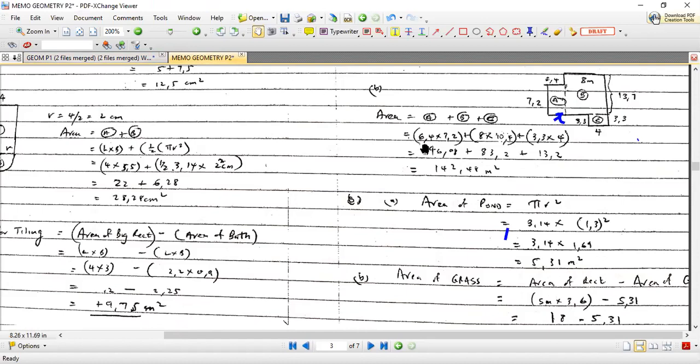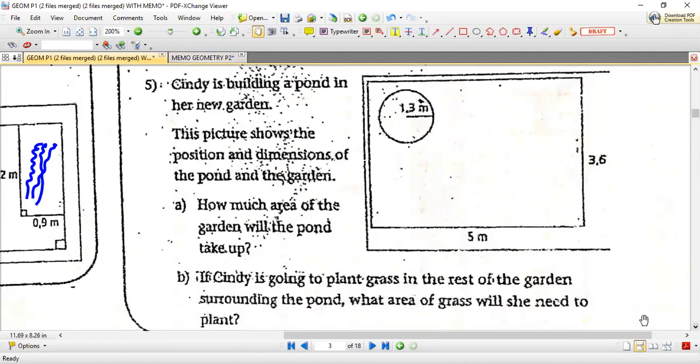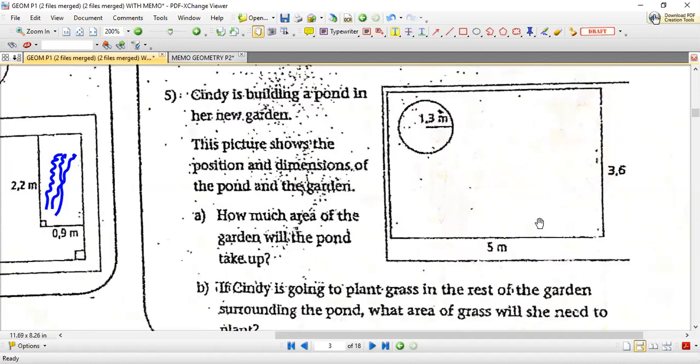The next question in our paper is, if Cindy is going to plant grass on the garden surrounding the pool, what area of grass will she need to buy or plant? Now, obviously, she can't plant the grass in the pool, so it'll be all the area around the pool and all this vacant space here. Just as before, we would assume that there is no pool there and calculate the area of the entire rectangle. And from that, we will minus the area of the pool, which we did find in A.